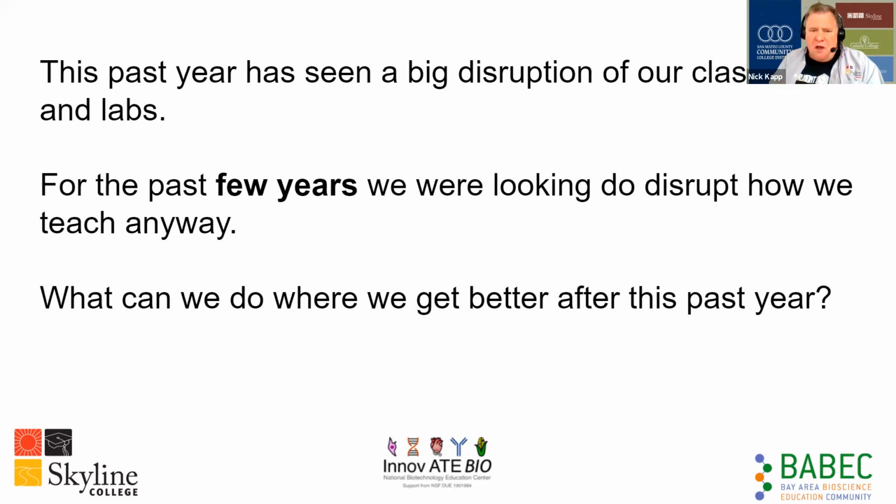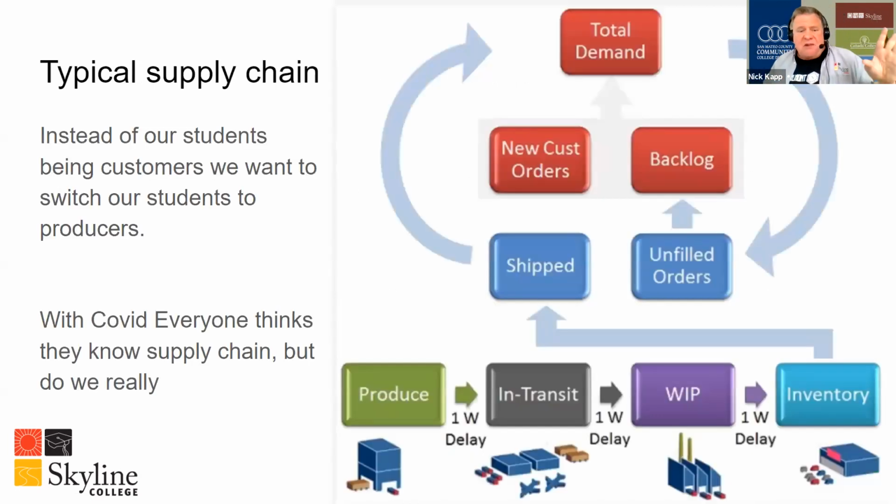But the thing about COVID is that we've had this big disruption of our classes and our laboratory. I've been trying, and Ying-Tsu and a number of my other colleagues have been trying, to disrupt how we teach anyway, right? For some of the things we're looking at, the metrics, it's not working. What COVID has really shown is that if we all come together, we can change everything overnight. And we did. So how can we get better after this past year? How can we keep the things we've proved to work and throw some of the other stuff out?